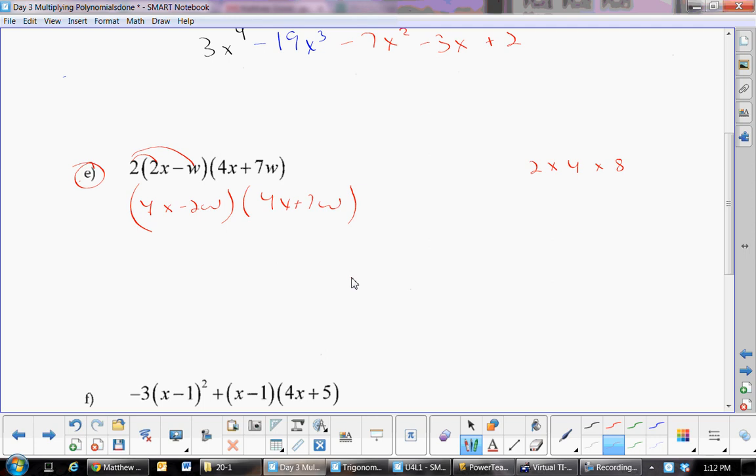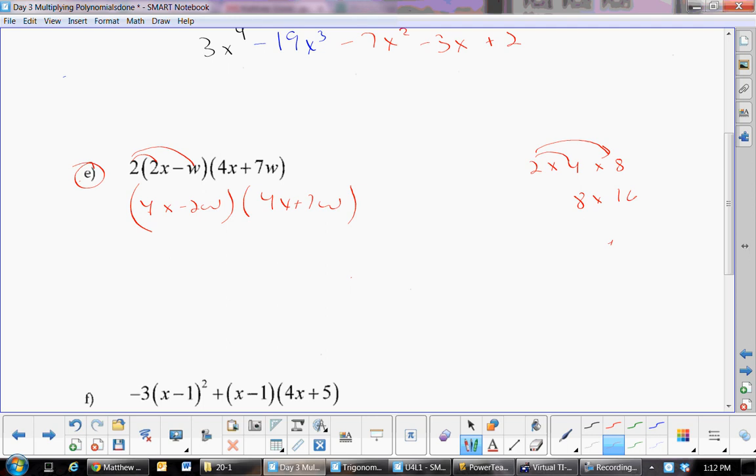What's 2 times 4 times 8? 64. Because this is the same thing as 8 times 8, which is 64. Do not do this. It is not the same thing as 8 times 16. So you don't multiply to everybody because it's a multiplication. You only multiply to the first one.